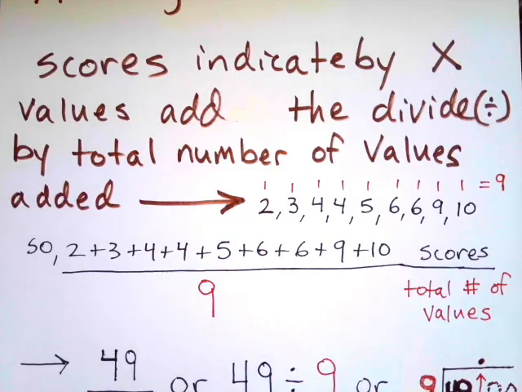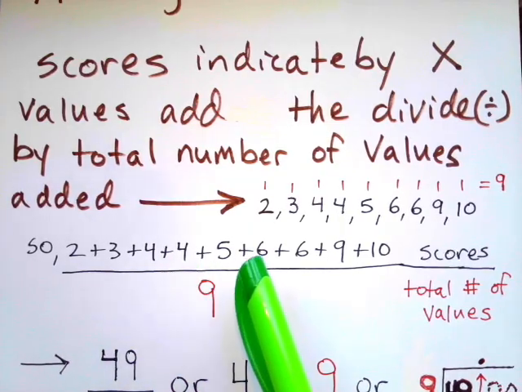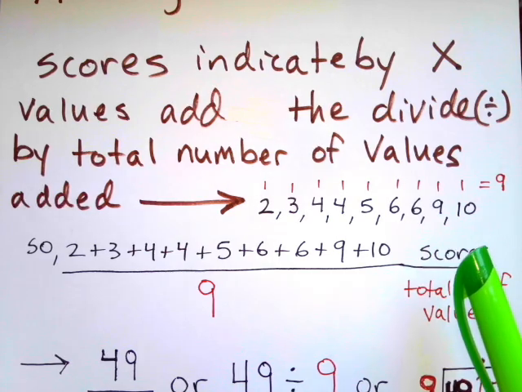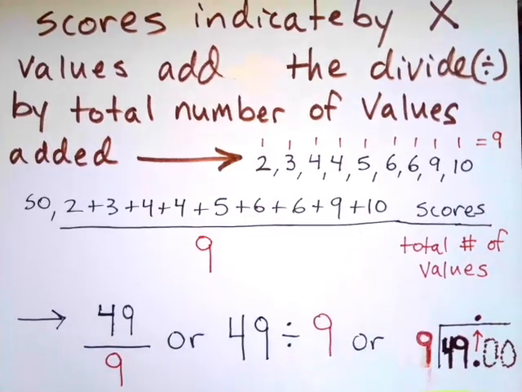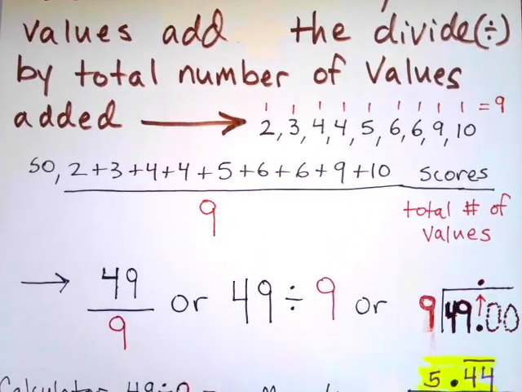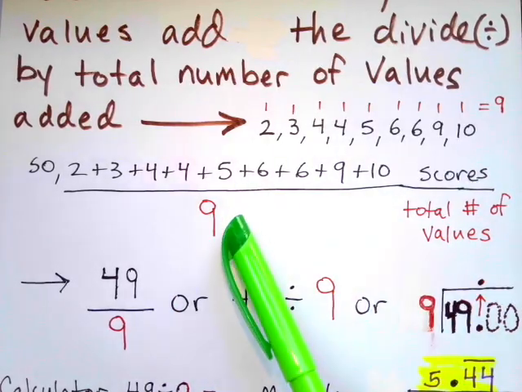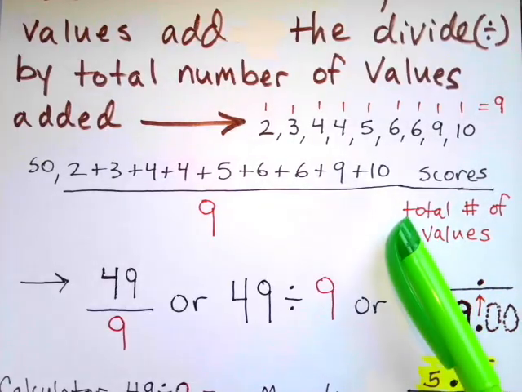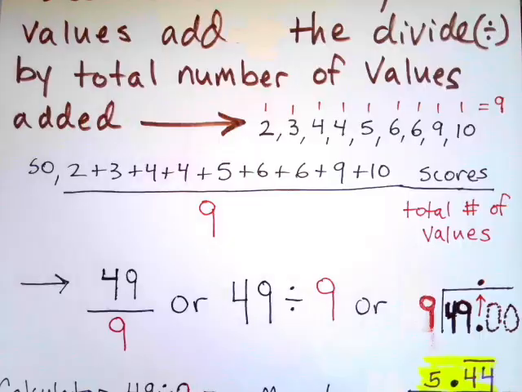and watch it again. All right, so when you add 2 plus 3 plus 4 plus 4 plus 5 plus 6 plus 6 plus 9 plus 10, right? Remember, those are the scores. You end up getting 49. And what you want to do is divide. Every fraction is a division problem. You want to divide your total score by 9, the total number of values that we added up together.